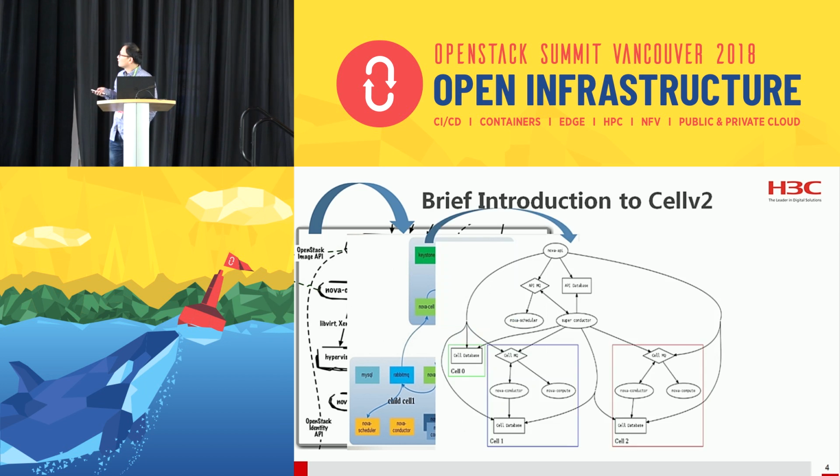Cells v2 arose. Cells v2 is different from Cells v1: there's no parent and child relationship. When users create instances, Nova chooses the compute node directly. After careful evaluation, we chose Cells v2 as our basic architecture for public cloud.